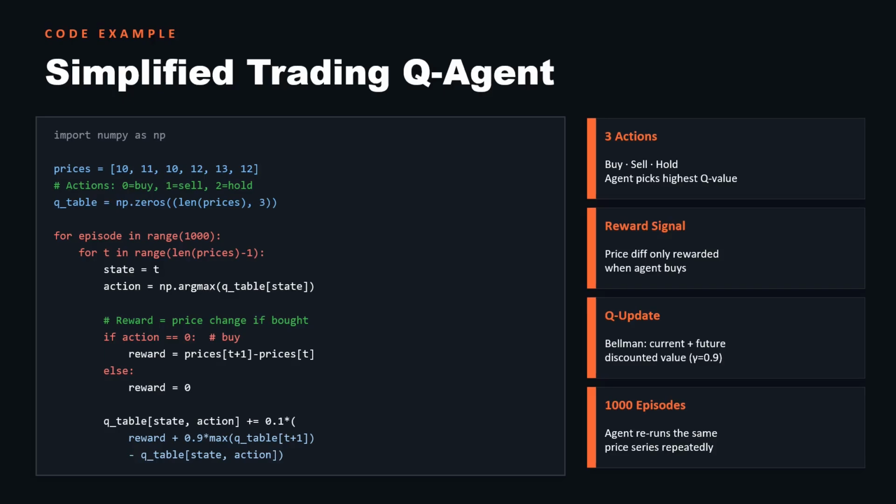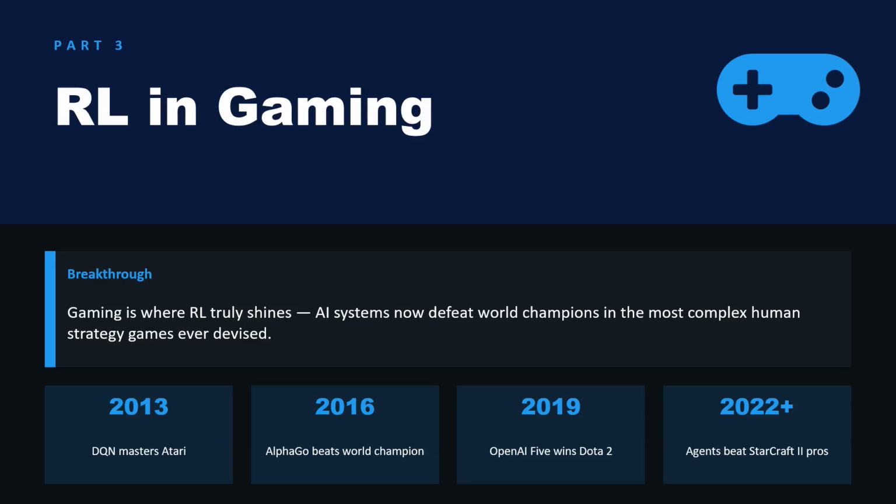This is a simplified trading agent. It looks at price data, chooses action based on learned values, gets reward based on price changes. If it buys and price increases, it's a reward. Otherwise, it is no reward. It repeats this process many times to improve.